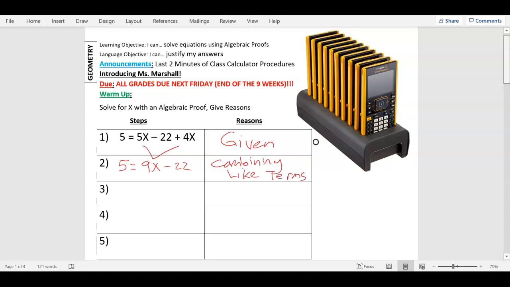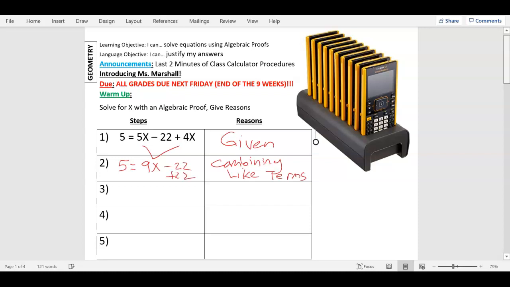Okay, next step. I'm trying to get x by itself, so I need to get rid of the loner. What do I need to get rid of? So x is on the right side. Which number do I need to get rid of? The 9 or the minus 22? What do y'all think? The minus 22. That's the loner, right? So I need to do the opposite. Add 22 on both sides.